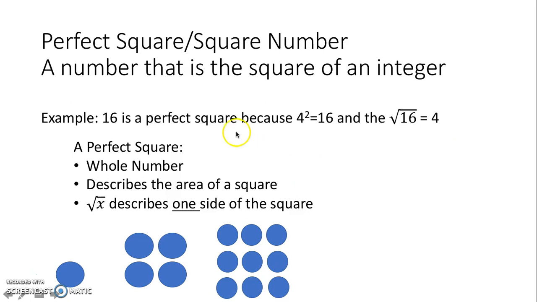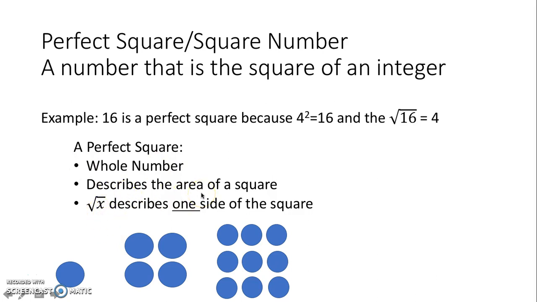Okay, so my example is 16. 16 is a perfect square because 4 squared is equal to 16, and the square root of 16 is equal to 4. So it came out perfectly. There's no decimal, there's no fraction, it's a perfect square. Every single time, a perfect square has to be a whole number, and a perfect square describes the area of a square. So if I ask you what shape is associated with a perfect square, it describes the area of a square. And then if we're actually taking the square root, it describes one side of the square.